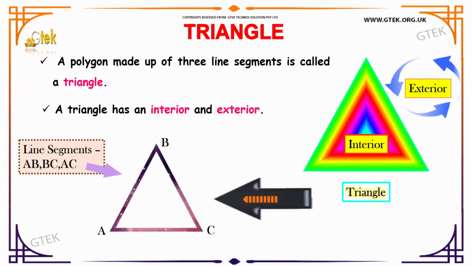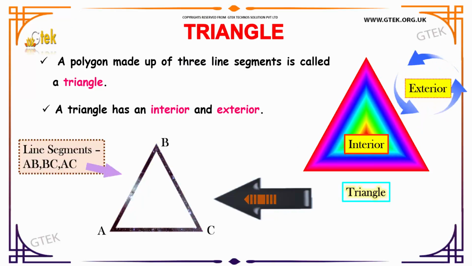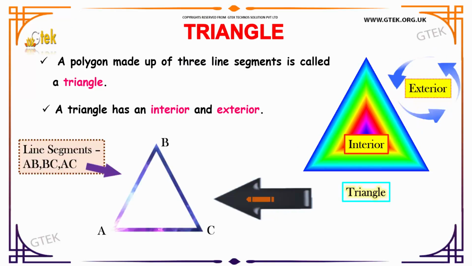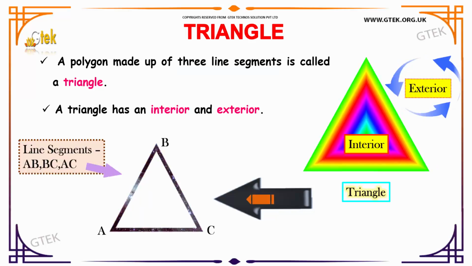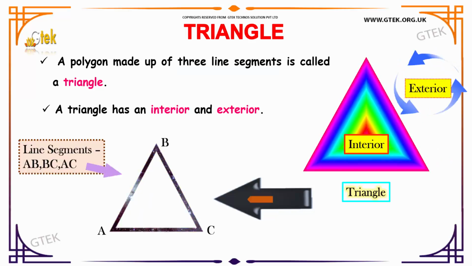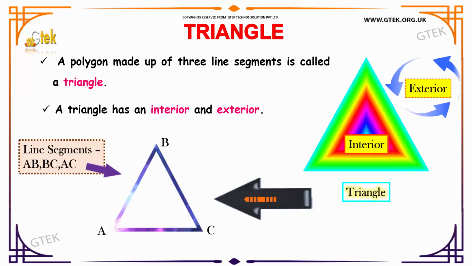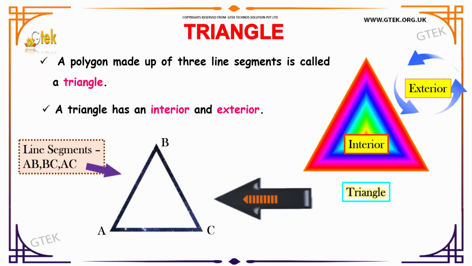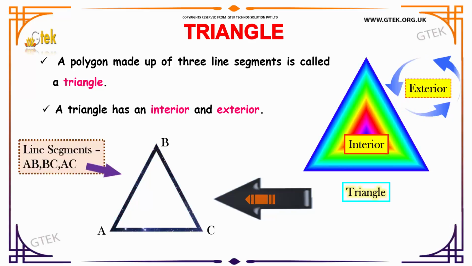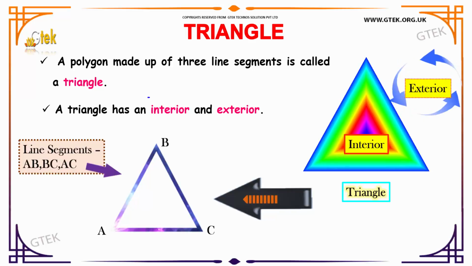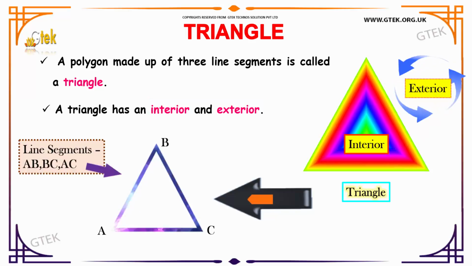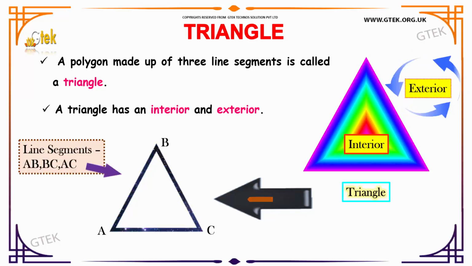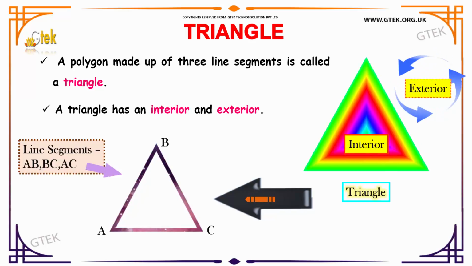A triangle is a polygon which is made up of three line segments. So, there are three line segments in a triangle. Hence, you get the name as triangle, and the triangle has interior and exterior. So this is known as the interior of a triangle, and the exterior is the region that is outside.